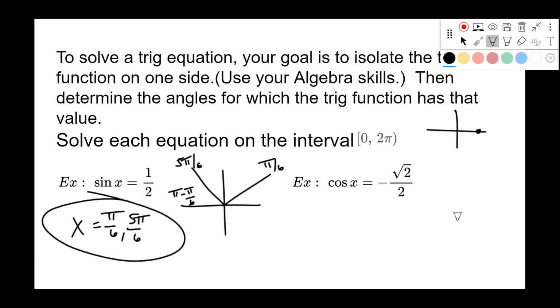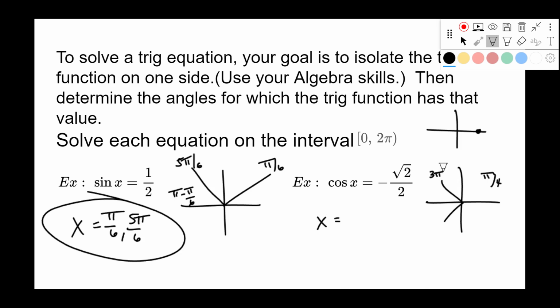Okay, let's try the second one. Cosine x is negative root 2 over 2. So now, cosine is the x-coordinate. The x-coordinate's negative in quadrants 2 and 3. All right. Where is cosine root 2 over 2? Well, that would be pi over 4, but we can't get the answer in quadrant 1. No good. We've got to get our answers from quadrants 2 and 3.